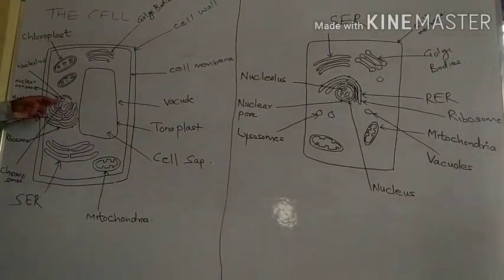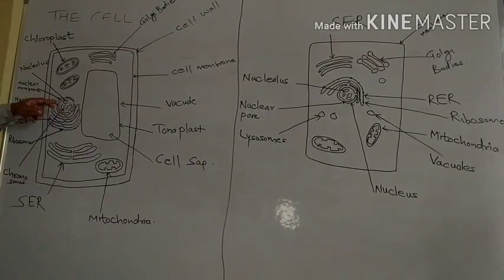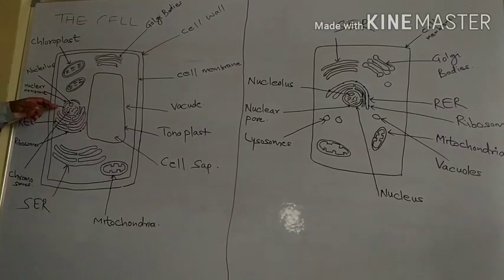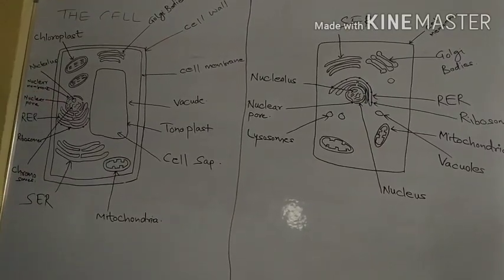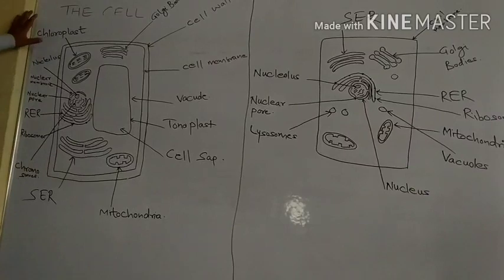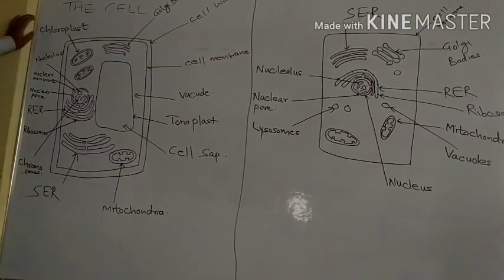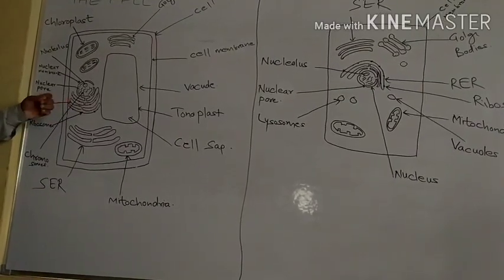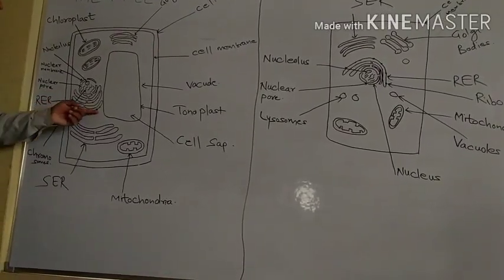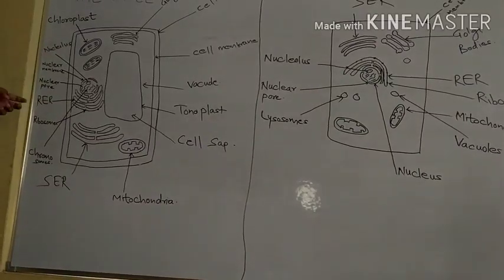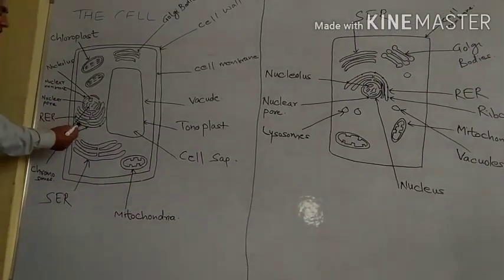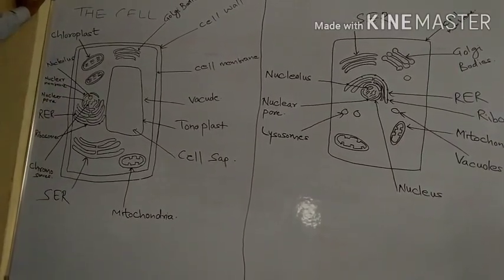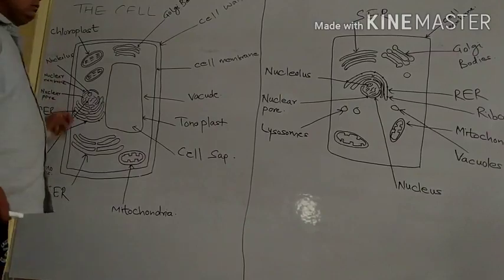Nucleus is there, nucleolus is there, chromosome is there, nuclear membrane is there, and nuclear pore is also present in the nuclear membrane. So this is the typical plant cell which we are seeing, and rough endoplasmic reticulum is attached to the nucleus, and on its surface ribosomes are present. These are the site for protein synthesis. Here protein is synthesized on ribosomes. This is the whole plant cell.